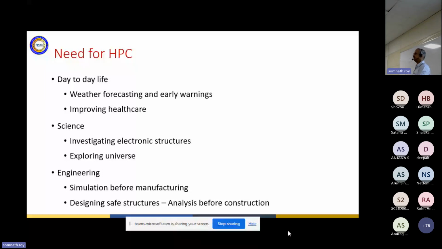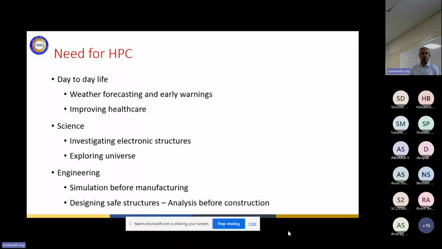What happened? How did we reach this stage? That is one key question that humanity faces: how the Earth was born, how human beings came into existence, how other living creatures came into existence. That is exploring the universe. Then in engineering, this is very extensively used. Some of you might be aware of products like ANSYS, which do all this kind of modeling and simulation. So you simulate things before you actually manufacture.